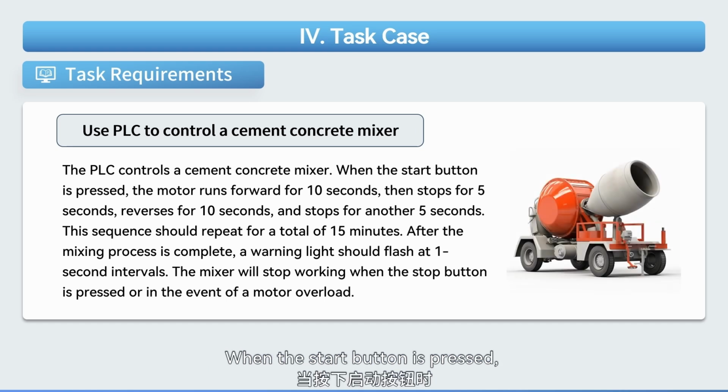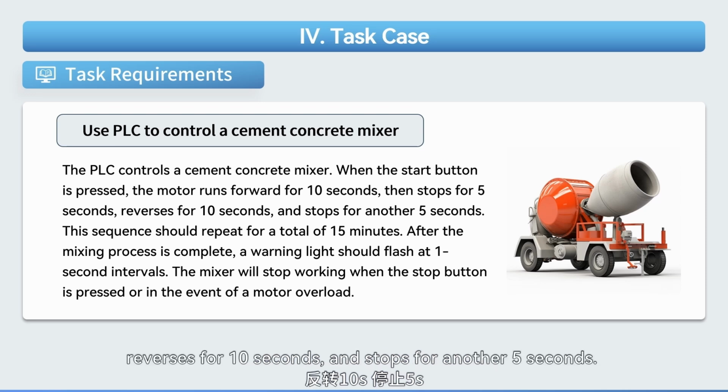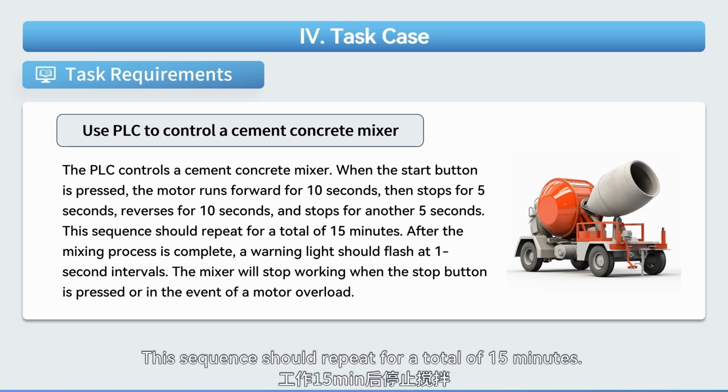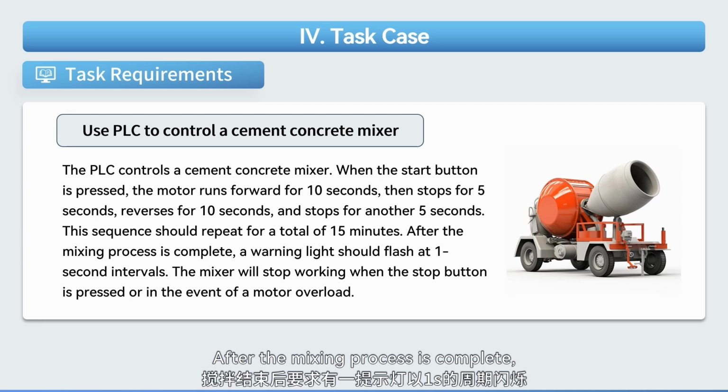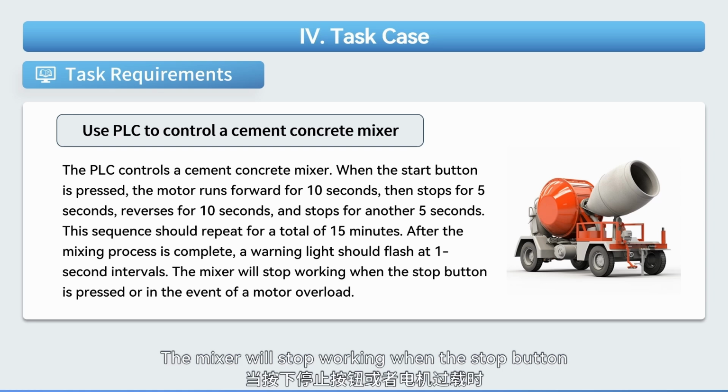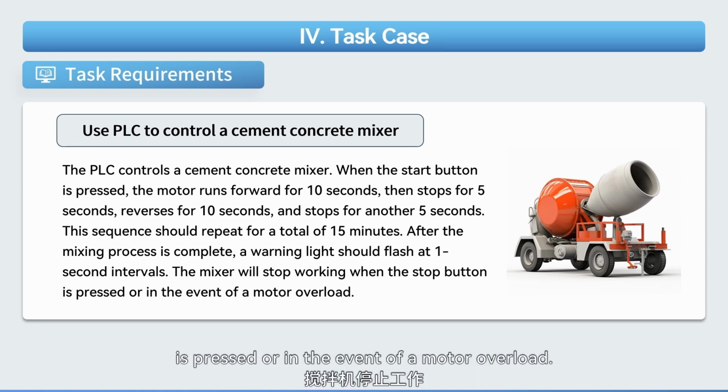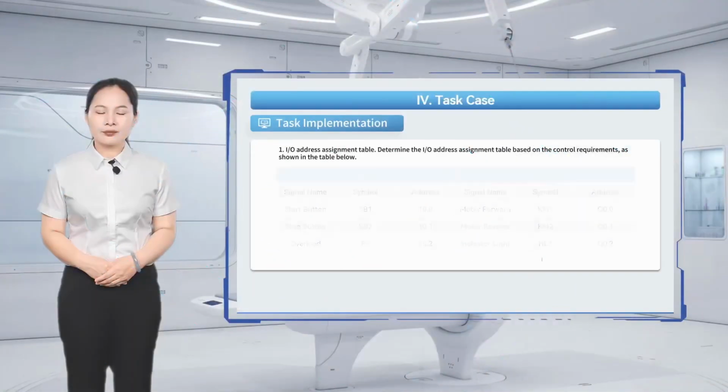When the start button is pressed, the motor runs forward for 10 seconds, then stops for 5 seconds, reverses for 10 seconds, and stops for another 5 seconds. This sequence should repeat for a total of 15 minutes. After the mixing process is complete, a warning light should flash at 1-second intervals. The mixer will stop working when the stop button is pressed or in the event of a motor overload.